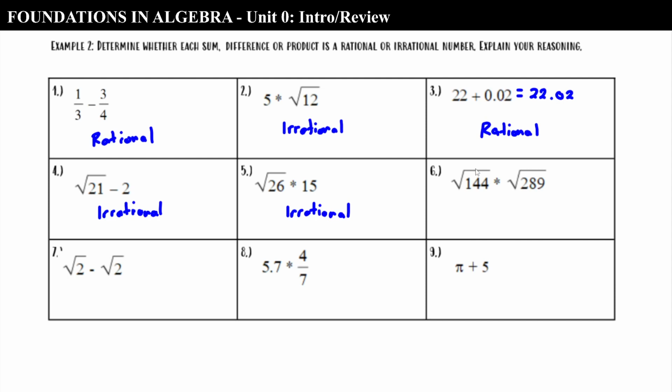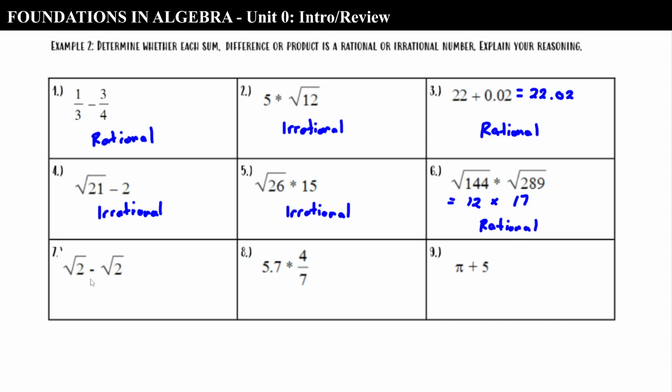For this one, let's think about this one for a second. We have the square root of 144. That one you should know is 12. Now the square root of 289 may be a little less obvious. If we take the square root of 289 and put that into your calculator, what you end up getting is 17. Okay, so this is a rational and a rational. Rational times a rational is going to give you a rational.